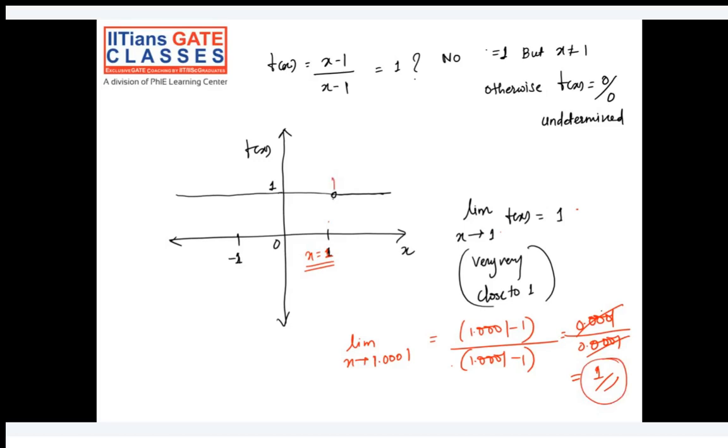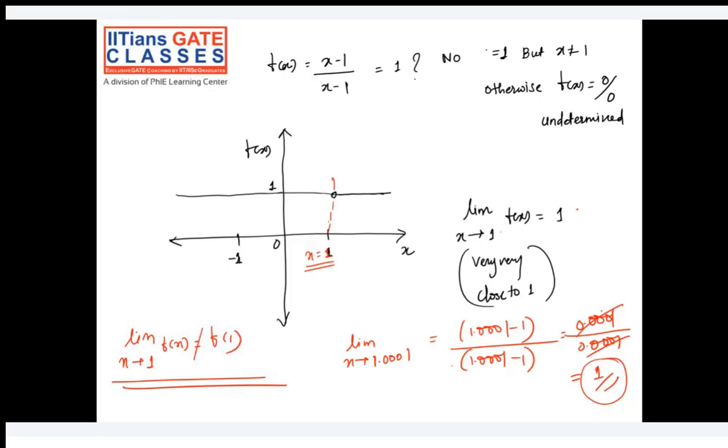Okay? So, limit x approaching 1, f of x is not equal to f of 1. Do you agree in this case? This is what is happening here. Hence, this function is not continuous. If it were equal to 1, then I would have said it is continuous at that point. Okay, so in this case, not.